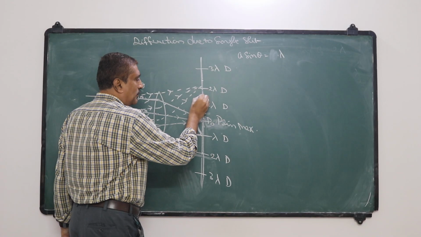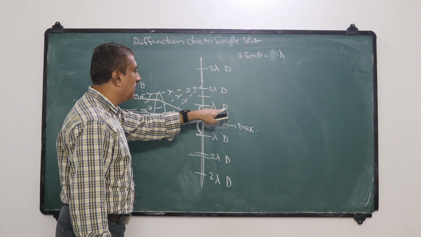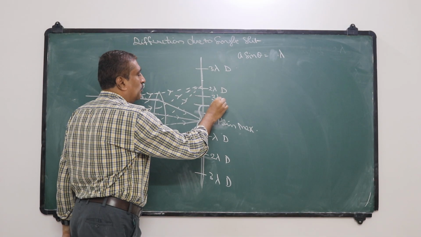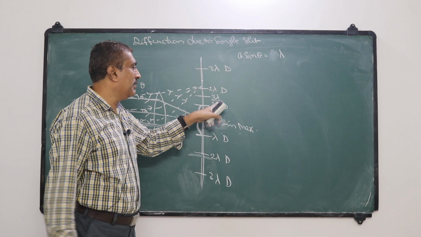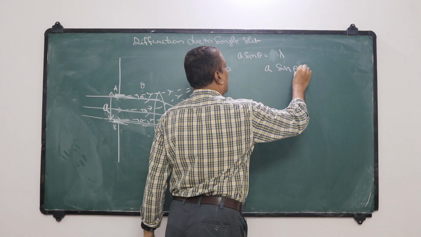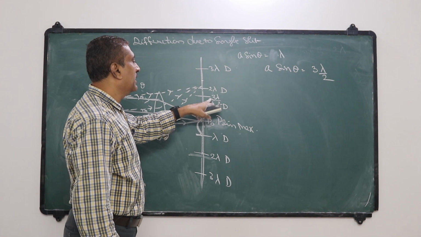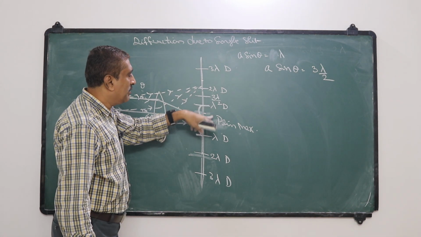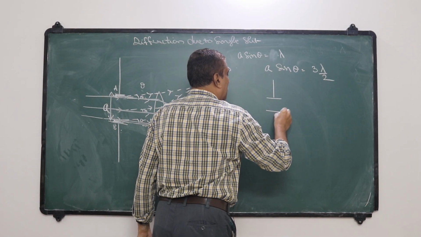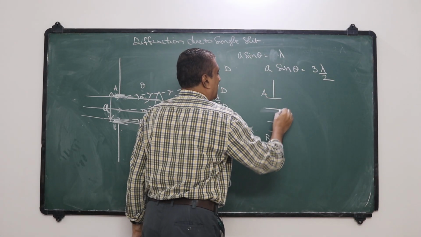Now consider a point in between these two dark bands, a midpoint. This is lambda and this is 2 lambda, so the midpoint is 3 lambda by 2, that is 1.5 lambda. Now, for a particular angle, sin theta is equal to 3 lambda by 2. Assume the path difference in reaching a point at a distance 3 lambda by 2 from this P0 point. For this case, we divide the slit AB into 3 equal parts like this.